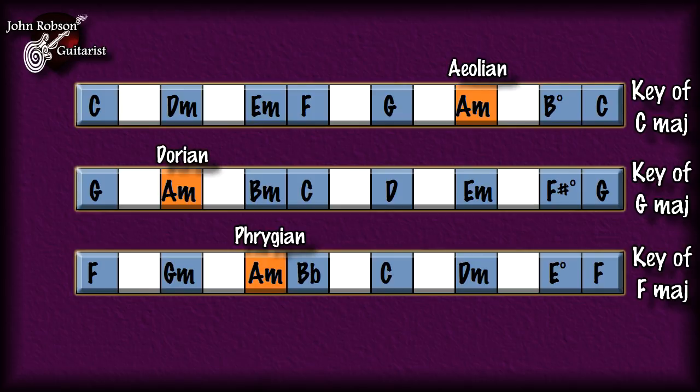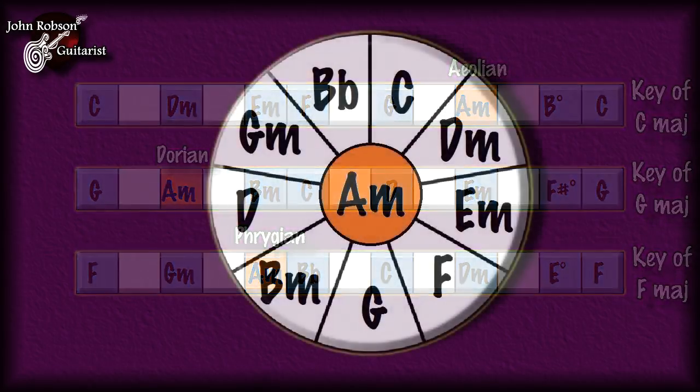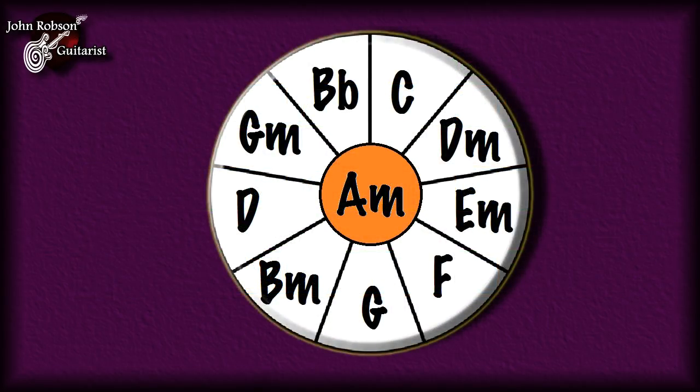The key of C major, looked at from the perspective of the A minor chord, is the A Aeolian mode. The key of G major, looked at from the perspective of the A minor chord, is the A Dorian mode. And the key of F major, looked at from the perspective of that A minor chord, is the A Phrygian mode. What I'm going to do is make A minor the central chord, as you can see on this diagram, and then all of the other chords that occur in the same key or keys as the A minor chord I've arranged around the outside.